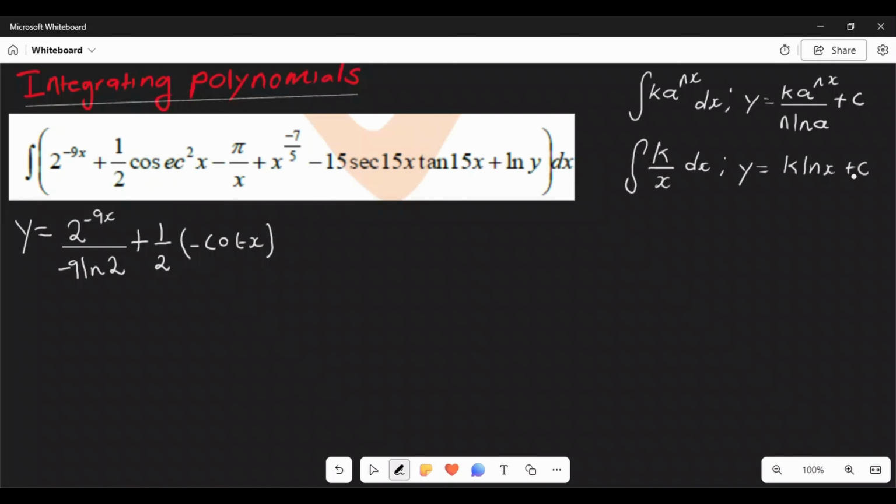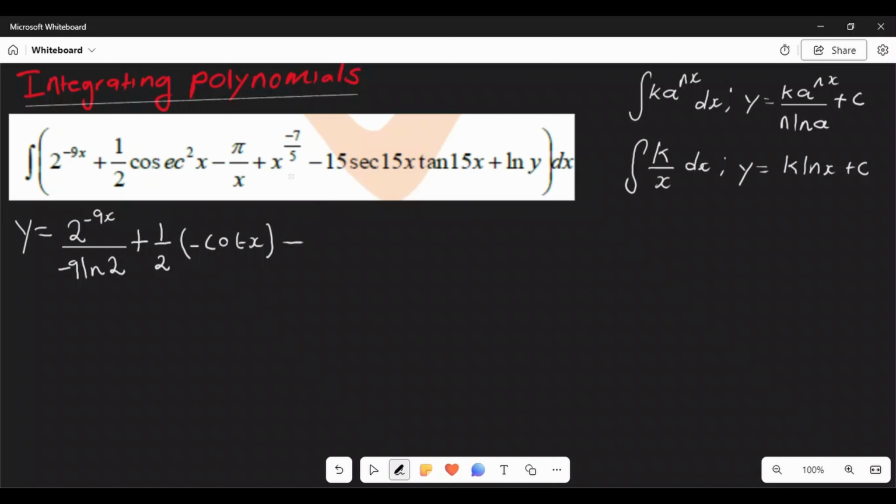Guys, do not confuse this one with the power rule. How do you know we have to use this one? When we have 1 over x, you just know that you need to use this law here, or x to the power of -1. Do not use the power rule, I repeat. So all you have to do here is just substitute.